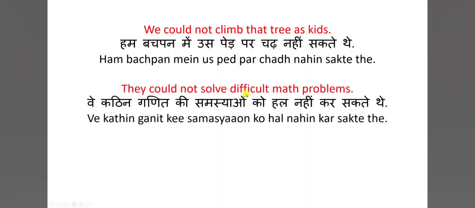Okay, they could not solve difficult math problems. वे कठिन गणित की समस्याओं को हल नहीं कर सकते थे। वे is they, कठिन is difficult, गणित is math, की is of, समस्याओं is problems. गणित की समस्याओं is problems of math. को is used, हल कर is solve, नहीं is not, सकते थे is could.